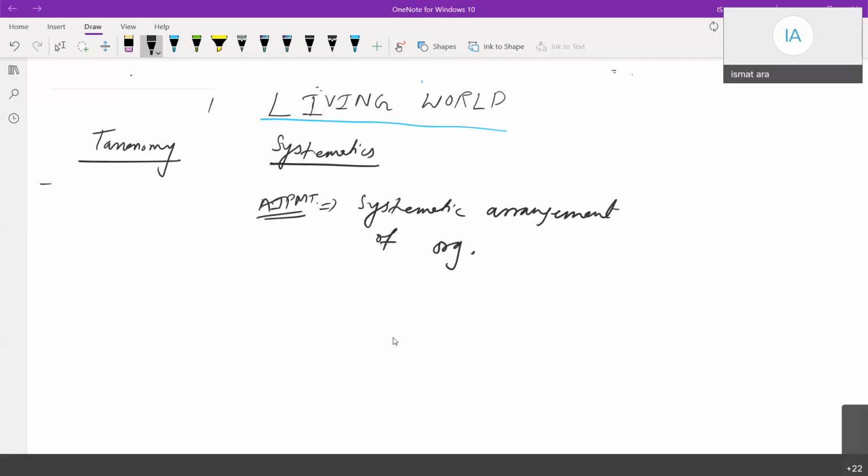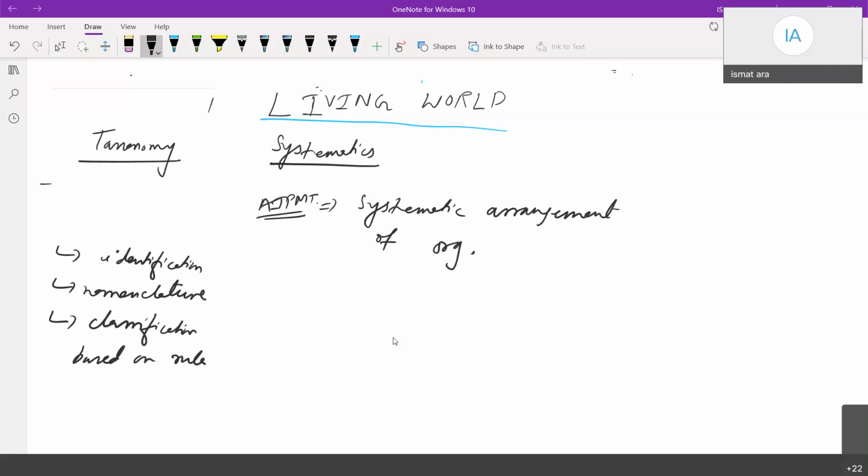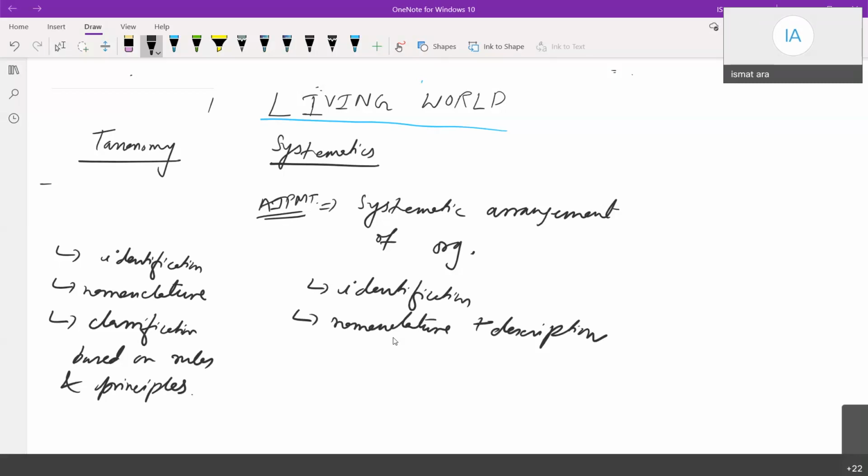What factors are you considering in taxonomy? Identification, nomenclature, classification, based on rules and principles. Here, identification, nomenclature, plus you will give the description of the plant as well. Then you are classifying the organisms. Classification. The term systematics was given by Linnaeus, again it is a question of NEET. Very important, students.